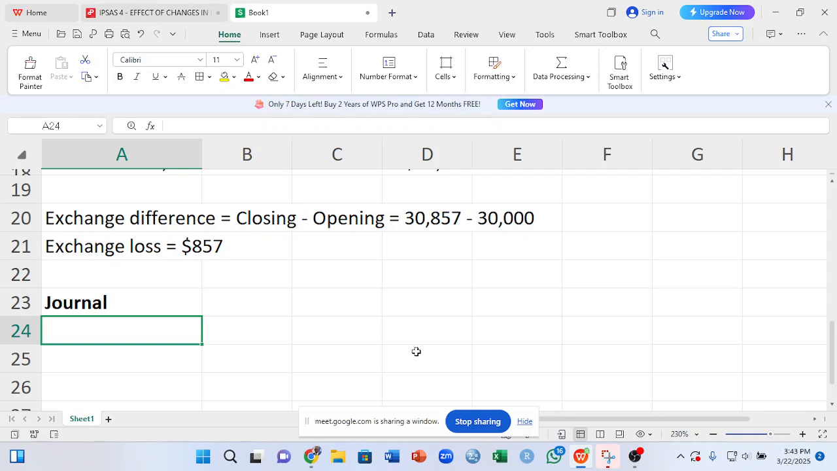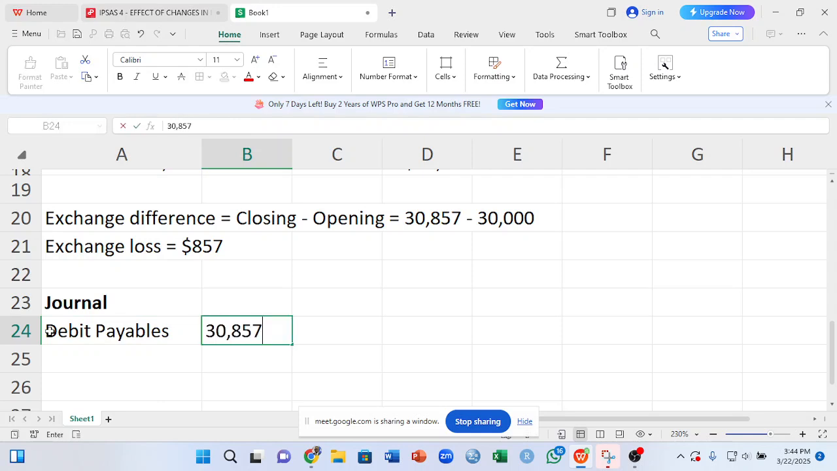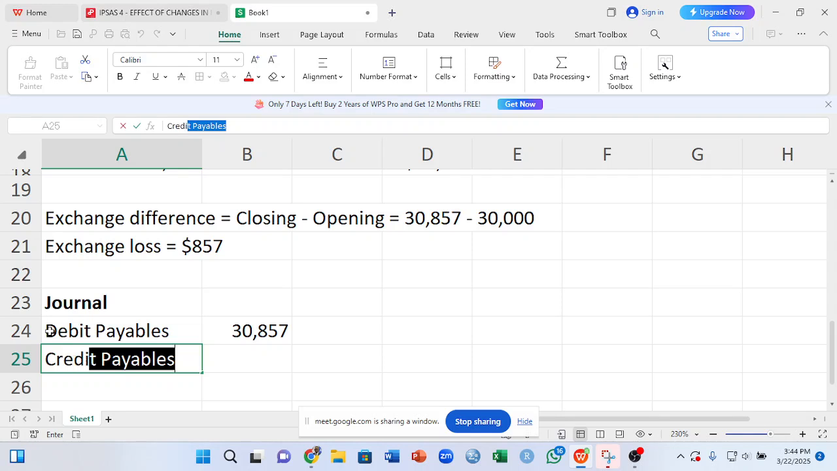Okay, we will credit our bank account, that's the paying account, and we will debit the payables, the one we bought the goods for, to reduce the payables. So we debit payables with which amount? 30,857. Then we are going to credit the bank account, that's the paying account. Let me do it in the cash book so that we don't assume whether it's cash or bank.